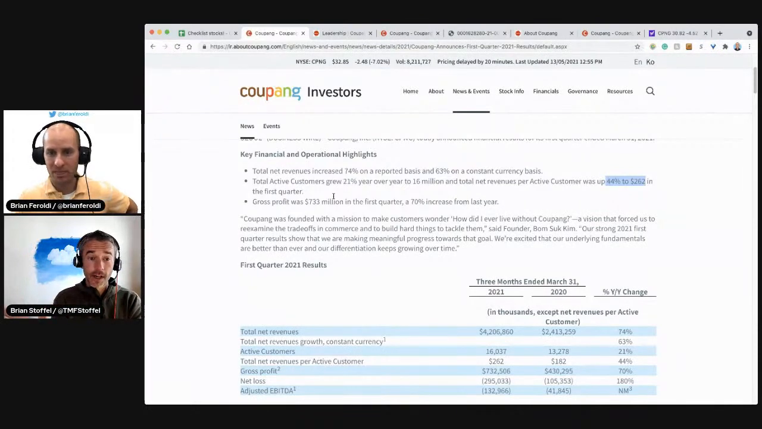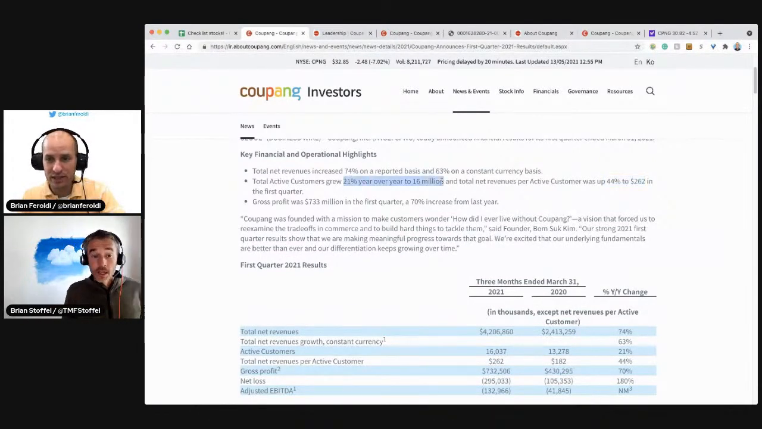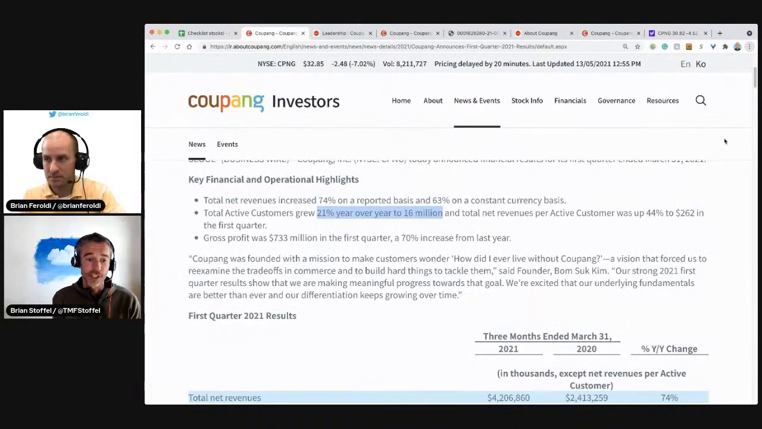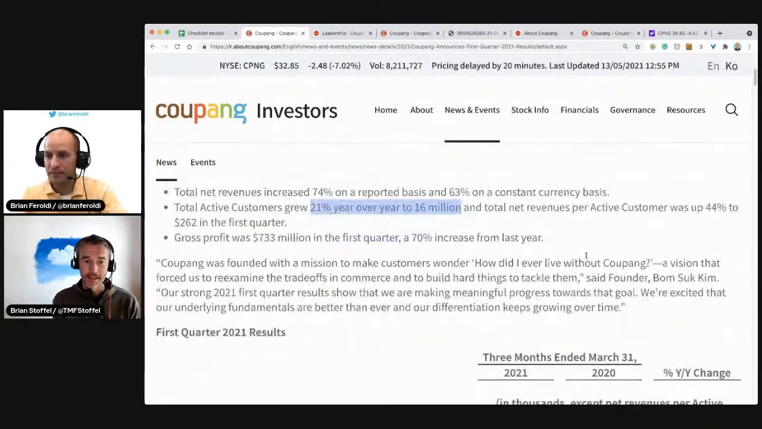Because they are constrained, and by that I just mean they're already in, it sounds like, an enormous percentage of the households in South Korea, it's that net revenues per active customer, that's where the real growth is going to come from. But they still grew 21% to 16 million. But if you're planning on holding this for like 5 years, 5 years from now, if they're still just in South Korea, they'll be lucky if they're getting double digits for that.